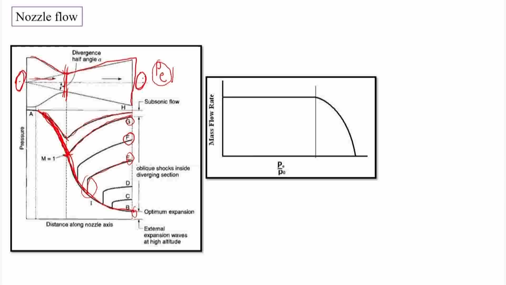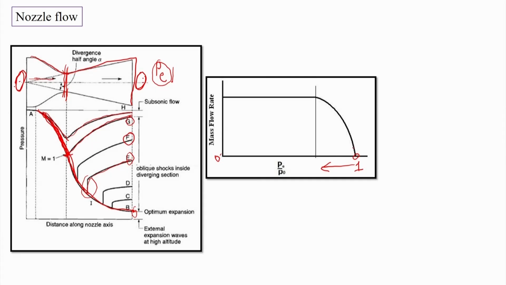So this is how flow would take place in a nozzle, as we were doing the experiment where the nozzle exit pressure was decreased. In this direction we are decreasing the nozzle exit pressure. In the initial case the nozzle exit pressure and the stagnation pressure at the inlet are the same. So this state is 1.